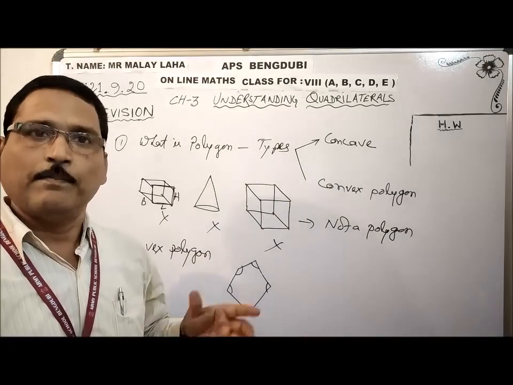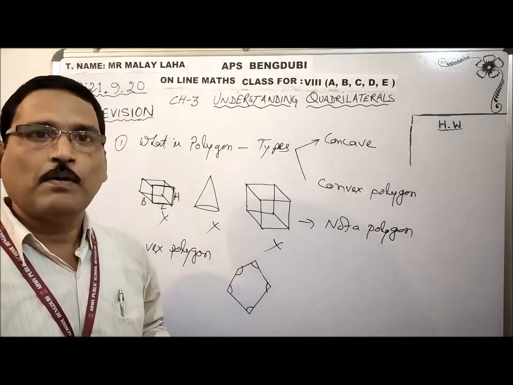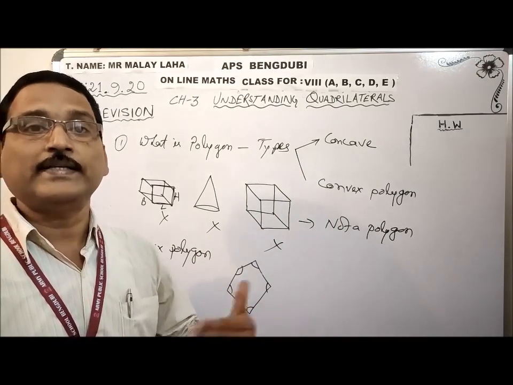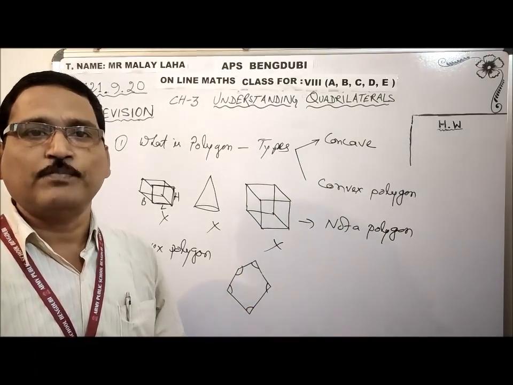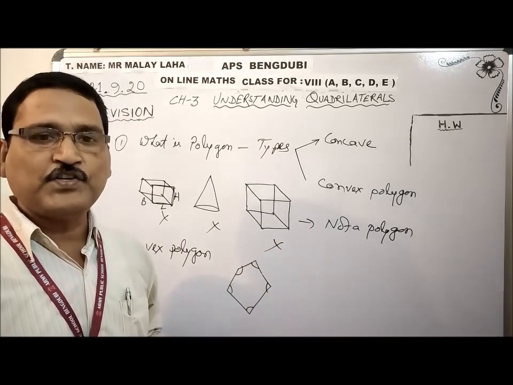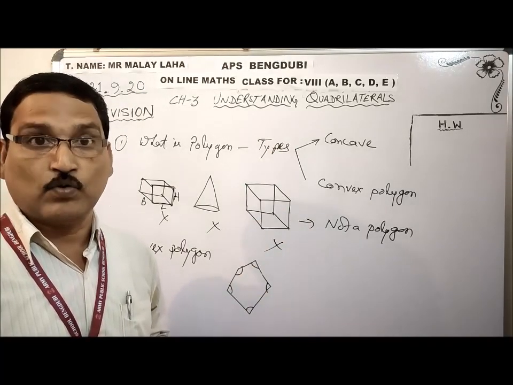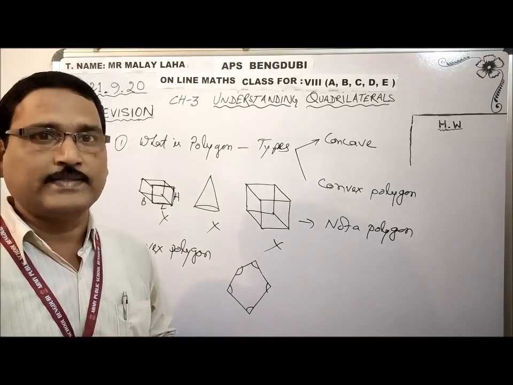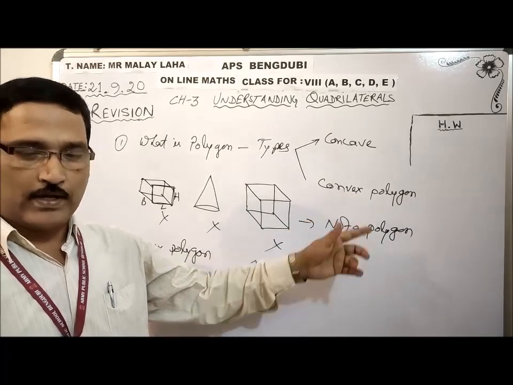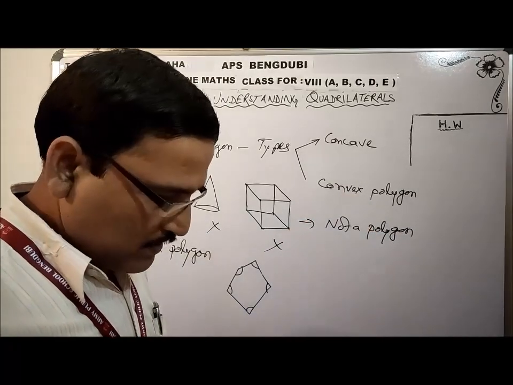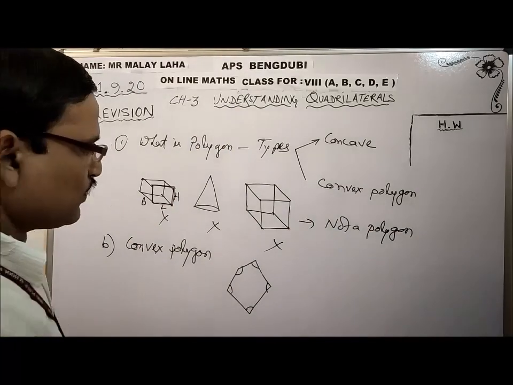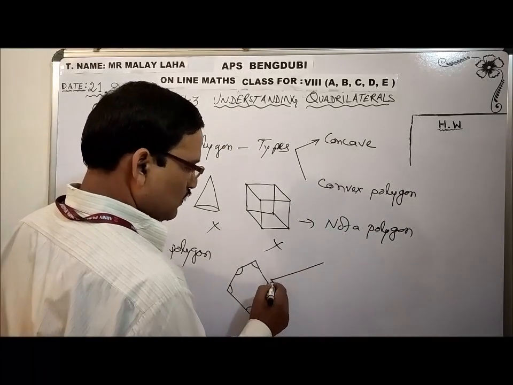So thereafter come concave and convex. Concave means what? Made by line segments, I have shown you, but one or more interior angles greater than 180 degree. When none of the interior angles is more than 180 degree, it should always be less than, then it will be a convex polygon. Okay, now I am coming again to the convex polygon. Convex polygon again has 2 types.